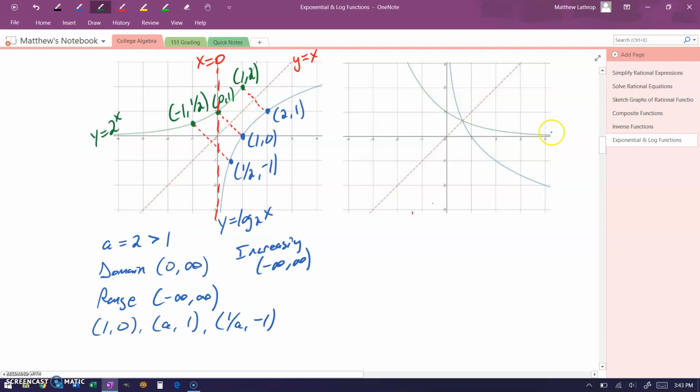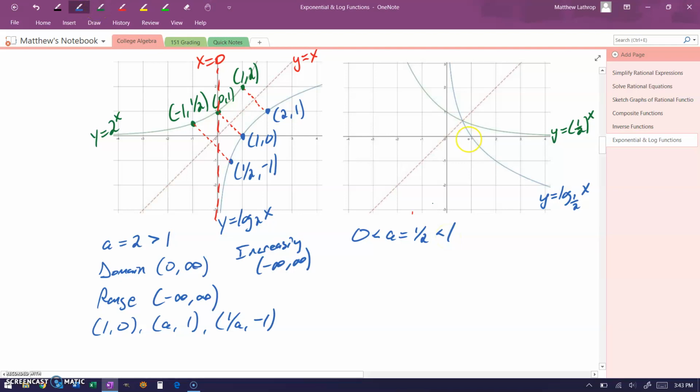On the right-hand side, we have, again, y equals 1/2 to the x power, and then y equals the log base 1/2 of x. We still have that symmetric relationship, and what we're going to see are a few key differences. So this is a case where our value for a is between 0 and 1. Specifically, we're looking at a equal to 1/2 in this case.